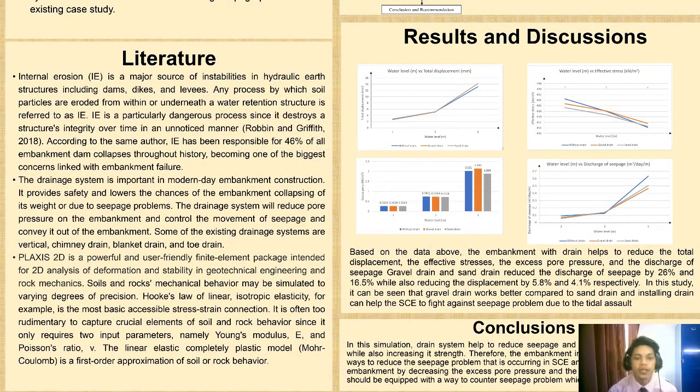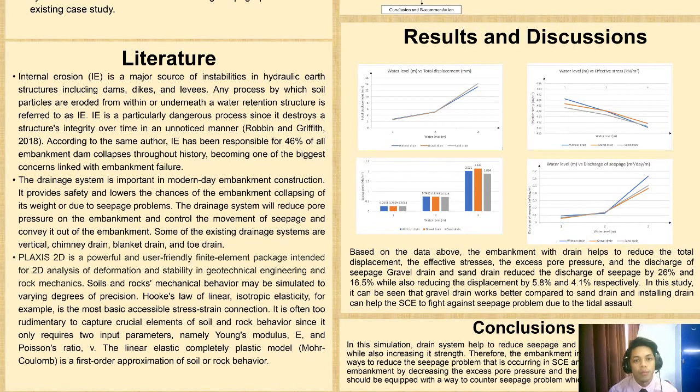Internal erosion is a major source of instability in hydraulic earth structures, including dams, dikes, and levees. Any process by which soil particles are eroded from within or underneath a water retention structure is referred to as internal erosion. Internal erosion is a particularly dangerous process since it destroys structural integrity over time in an unnoticed manner. Internal erosion has been responsible for 46% of all embankment dam collapses throughout history, becoming one of the biggest concerns linked with embankment failure. Next is the drainage system.